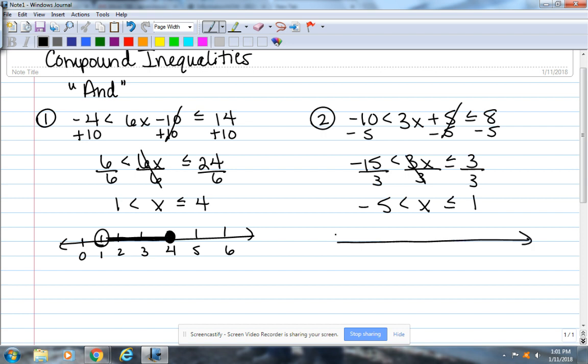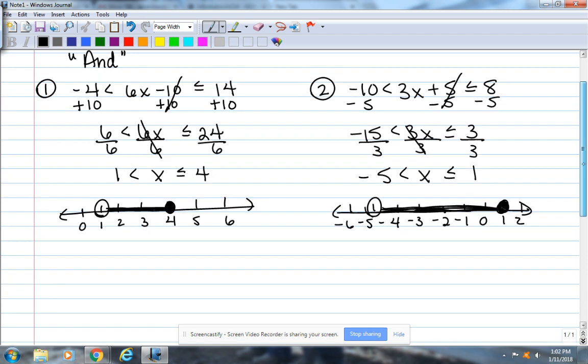And on a number line, we'll include those numbers. -5 does not have an or equal to part, so it's an open circle. 1 does say or equal to, so it's a closed circle. It's included in the solution, and the rest of the solutions are in between those two numbers. Okay, so that's how you do and inequalities.